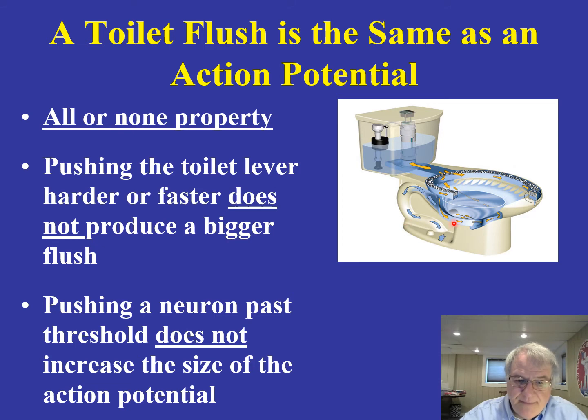Pushing a neuron past its threshold doesn't increase the size of the action potential; it stays the same. If it just barely gets up to threshold, or if it's way beyond threshold, it's not going to cause that neuron to fire any faster. It's not going to cause that neuron, in terms of the action potential, to last any longer. So this is what we call the all or none property.